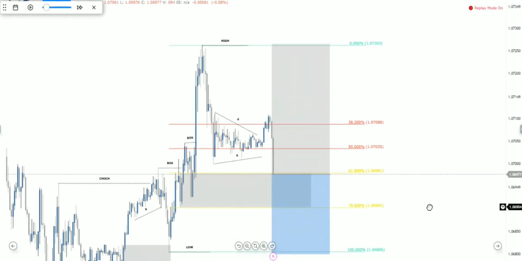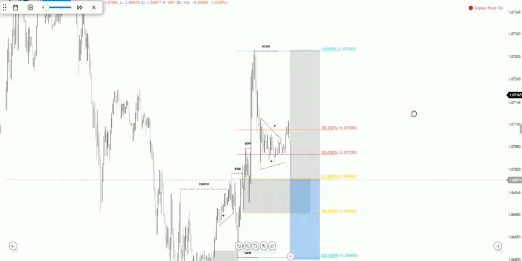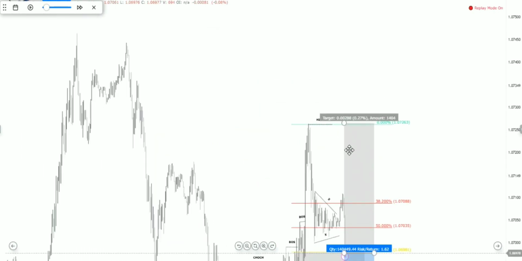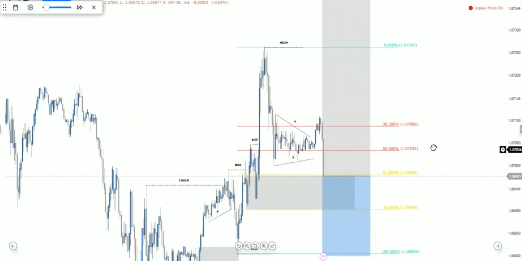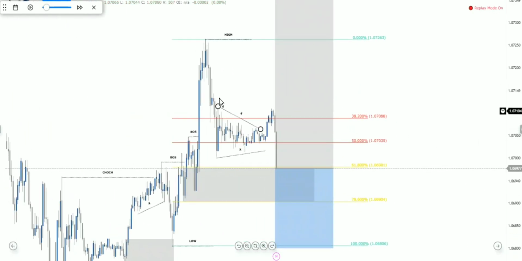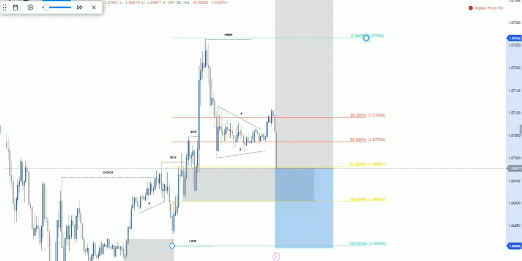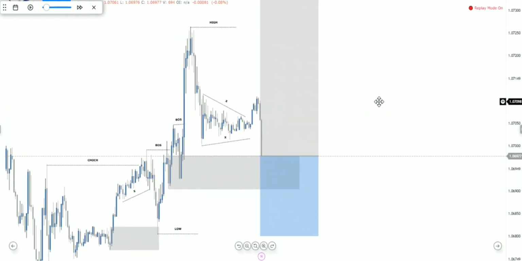and I would target this high for my take profit 1, and then the second high over there for my take profit 2. And the only reason why I'm saying that is because price is taking out both sides of liquidity. So let's see if we can get the trade that I am looking at.